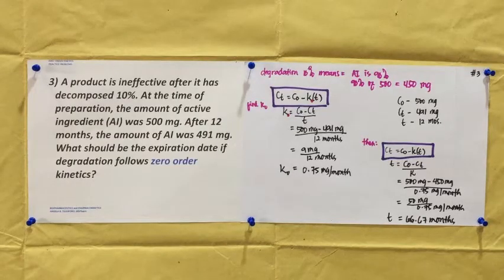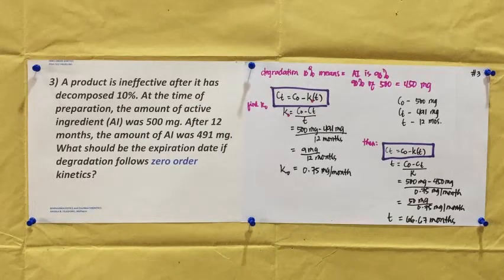Problem number 3. A product is ineffective after it has decomposed 10%. At the time of preparation, the amount of active ingredient was 500 milligrams. After 12 months, the amount of active ingredient was 491 milligrams. What should be the expiration date if degradation follows zero-order kinetics? In this problem, we are being asked of the expiration date. But to know that, we have to compute for the time.